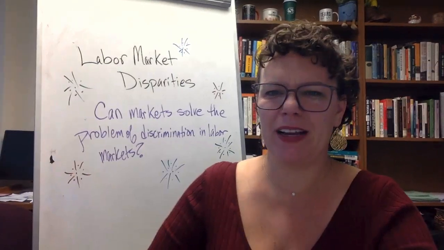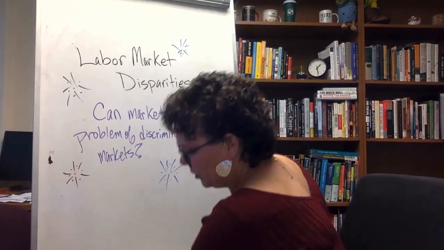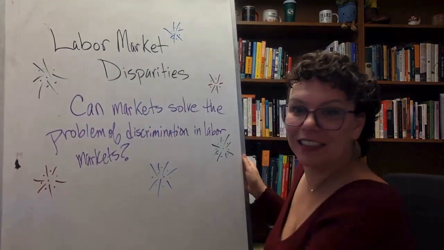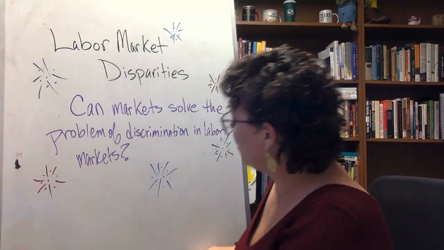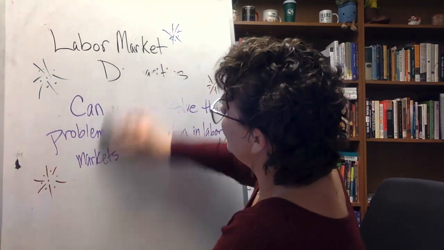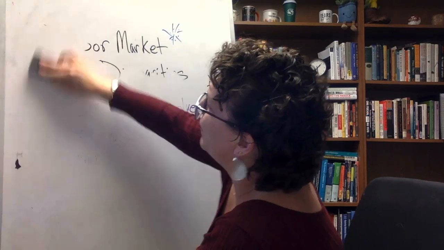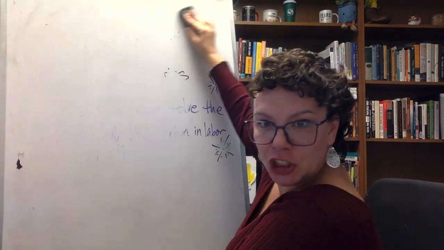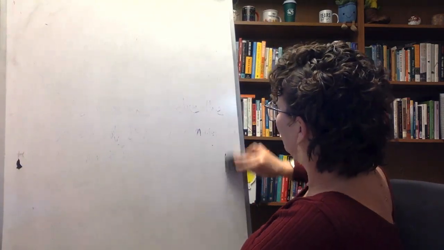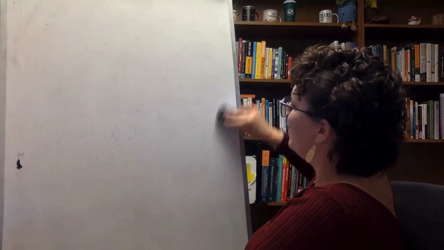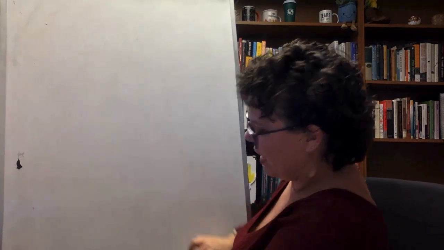I'm going to bring my whiteboard a little bit closer so it's a little bit easier to see. There we go. So the idea here is that we want to first build a traditional, simple labor market model, and then, based off of that, look at how a market could solve disparities.